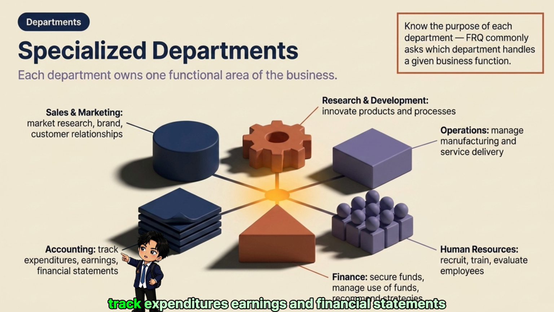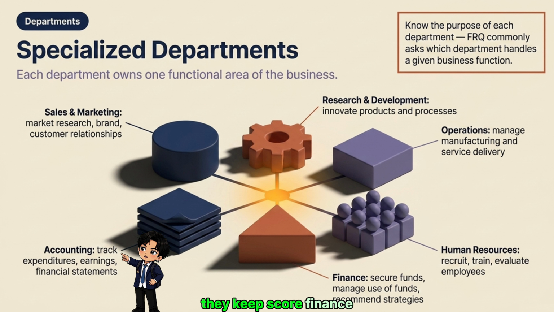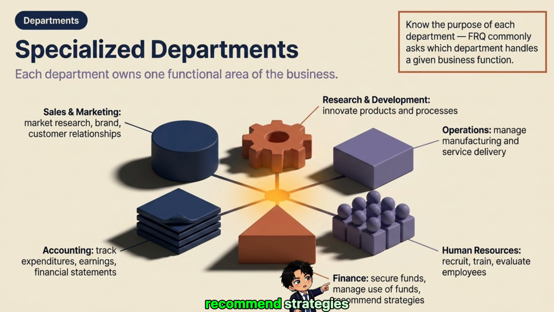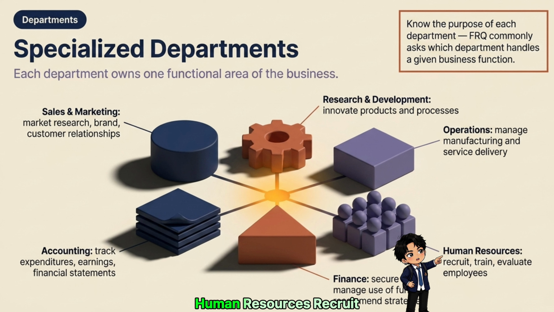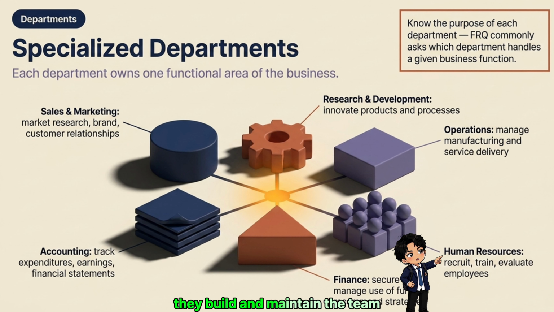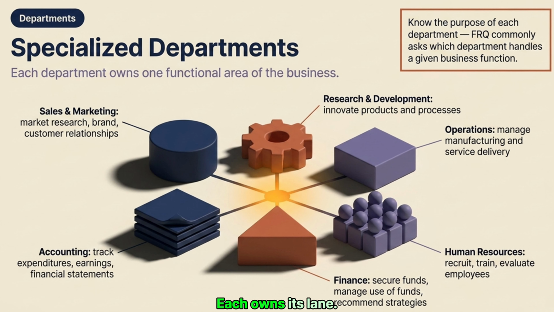Accounting, track expenditures, earnings, and financial statements. They keep score. Finance, secure funds, manage use of funds, recommend strategies. They manage the money and plan for the future. Human resources, recruit, train, and evaluate employees. They build and maintain the team. 6 departments, 1 business. Each owns its lane.